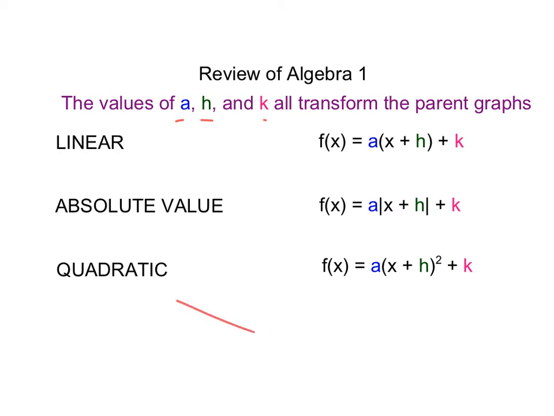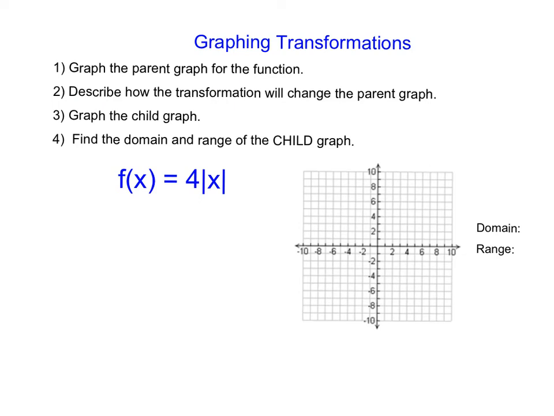And these are our parent graphs with A, H, and K in the equation for linear, absolute value, and quadratic functions. For this particular lesson, it might be useful to have 2 different colored writing utensils, such as colored pencils, because we're going to graph both parent graphs and child graphs onto the same coordinate plane.